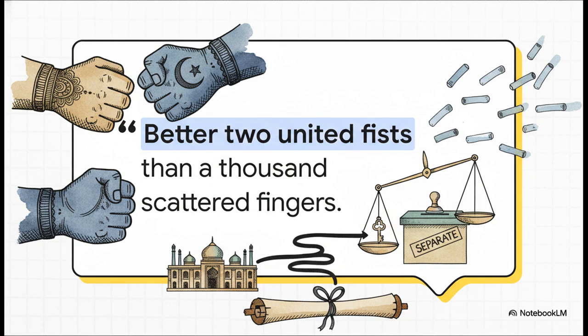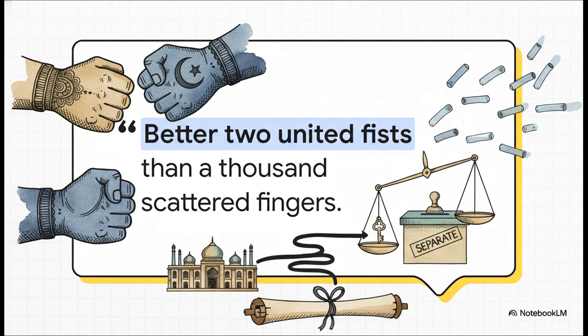At the Congress session in Lucknow, two huge things happened. First, the extremists, led by Tilak, were finally welcomed back into the Congress after nearly 10 years. Everyone realized that a divided movement was a weak one. And second, and this was even bigger, the Congress and the Muslim League signed the Lucknow Pact. They agreed on a joint list of demands to present to the British. Tilak's quote, "Better 2 united fists than 1,000 scattered fingers," says it all. For the first time, Hindus and Muslims were speaking with one voice.